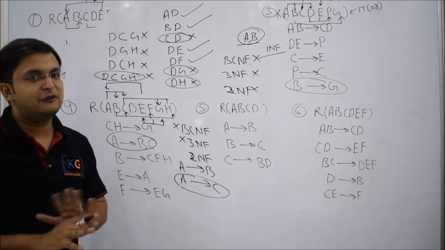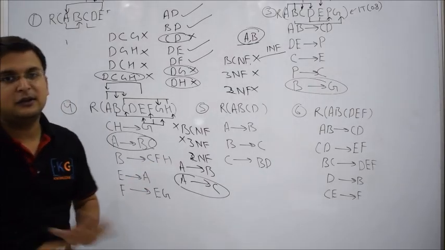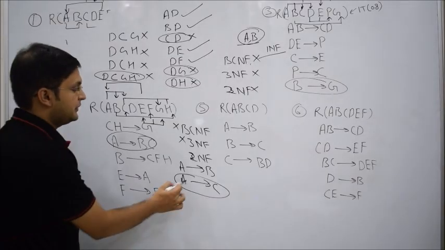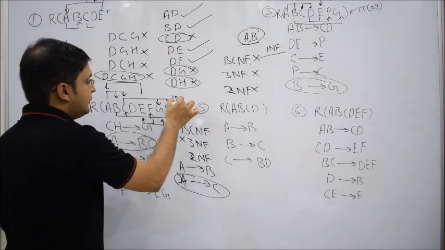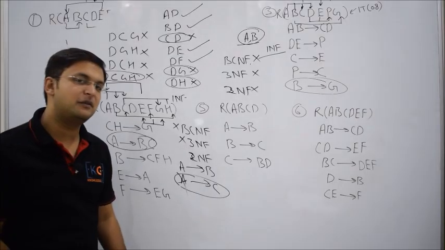It's a clear-cut case of partial dependency, and if there's a partial dependency, the table cannot be in what? Second normal form. Hence again I conclude that it is also in what? First normal form.